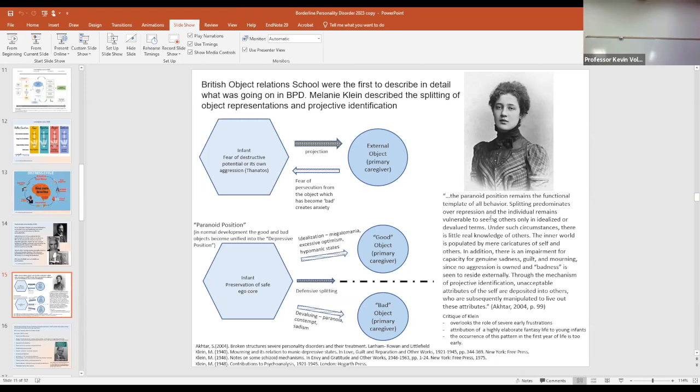Now, this is Klein. This is young Melanie Klein, by the way. I figure I should show her young. Why should I show her being all old and decrepit?